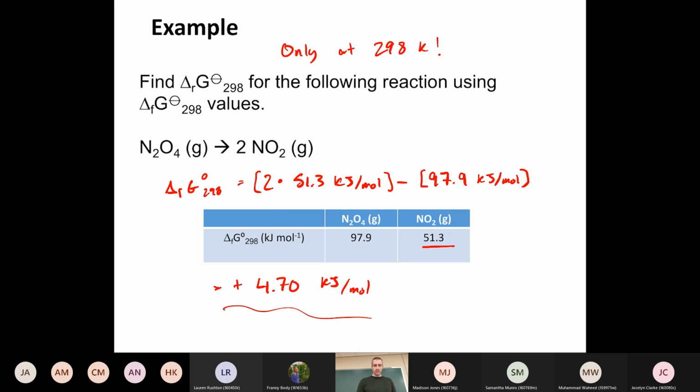So that means this reaction will not proceed spontaneously in the forward direction if you had a system with equal amounts of all these substances in there. If you mix 1 mole of N2O4 and 1 mole of NO2 and let it go, it's not going to proceed spontaneously in the forward direction. In fact, we might even predict it'll proceed spontaneously in the reverse direction.